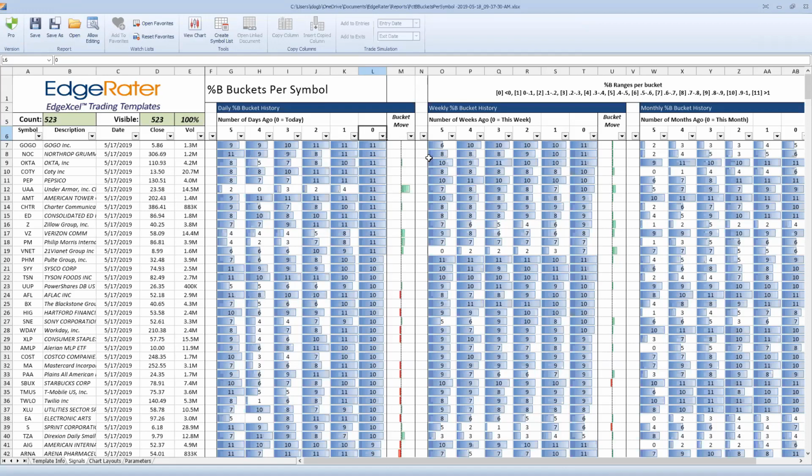A very quick way of finding stocks that are trading above their upper Bollinger Bands is to sort by clicking on a column header and just find the 11s. As I said before, 11 is the bucket above the upper Bollinger Band, and you have a handful of stocks in the 11. You can see where they were the prior day. Some were 11s the prior day, or 10s. This one here, GoGo, has been moving up the upper Bollinger Band.